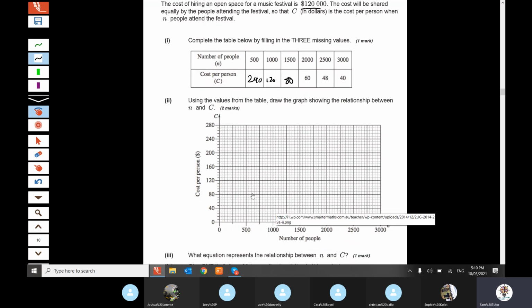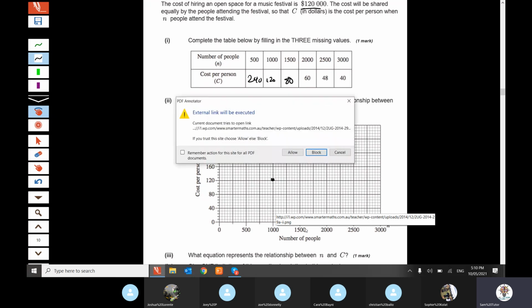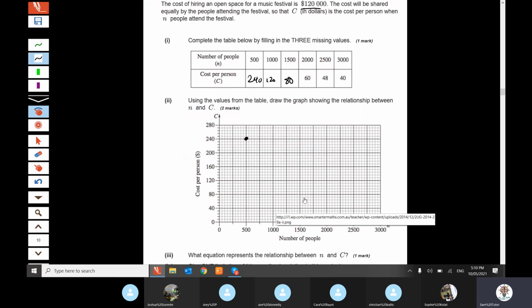At 500, it's 240. At 1,000, it's 120. At 1,500, it's 80. At 2,000, it's 60.